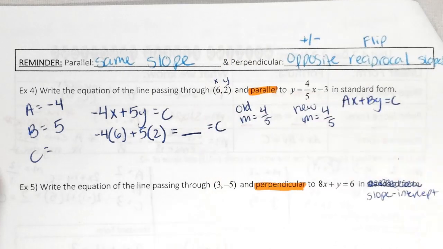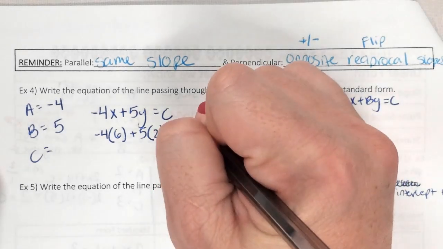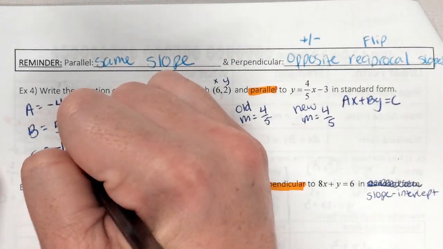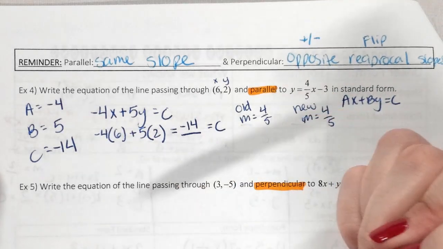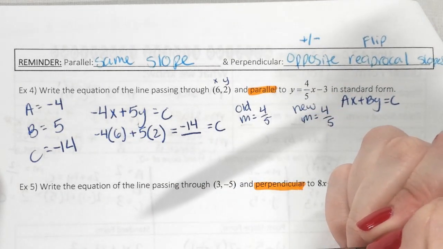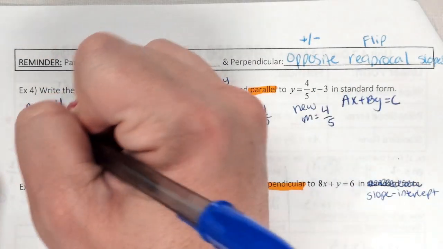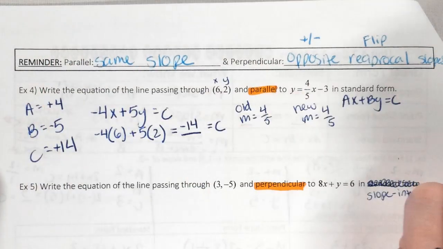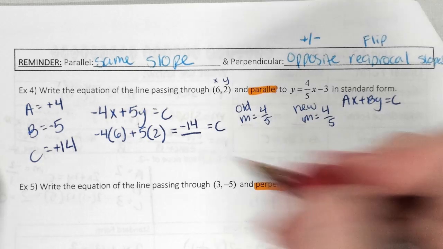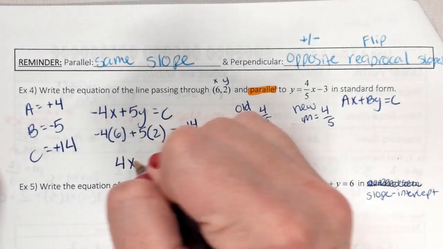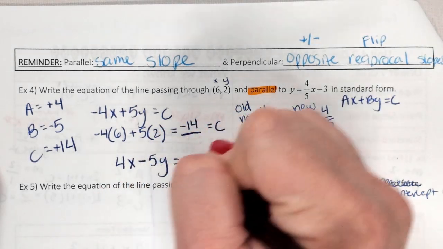So it equals -14. Now, before I keep going, what's wrong with this? A is negative, so can I just make all of them opposite? Yes, so this becomes positive, this becomes negative, this becomes positive, and there is my A, B, and C, and I'm done. So 4x minus 5y equals 14.